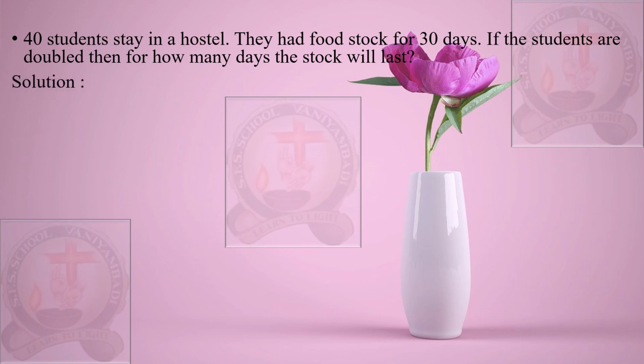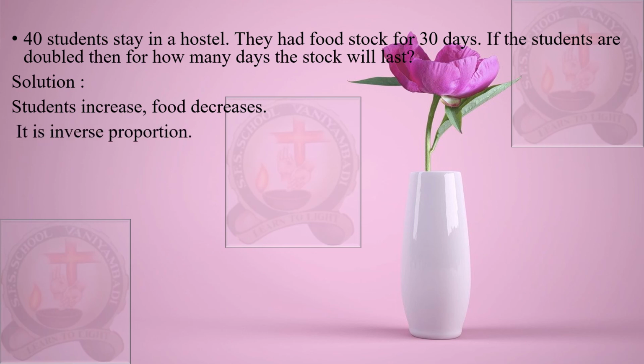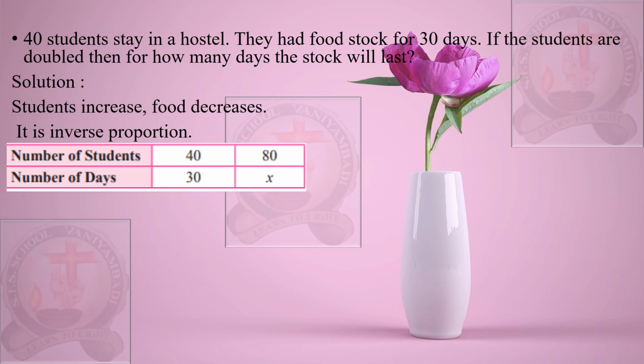Let us understand this question in a proper way. Now students increase, therefore food will decrease, so it is an indirect proportion. Now the two quantities are number of students and number of days, therefore this food will last for 15 days.